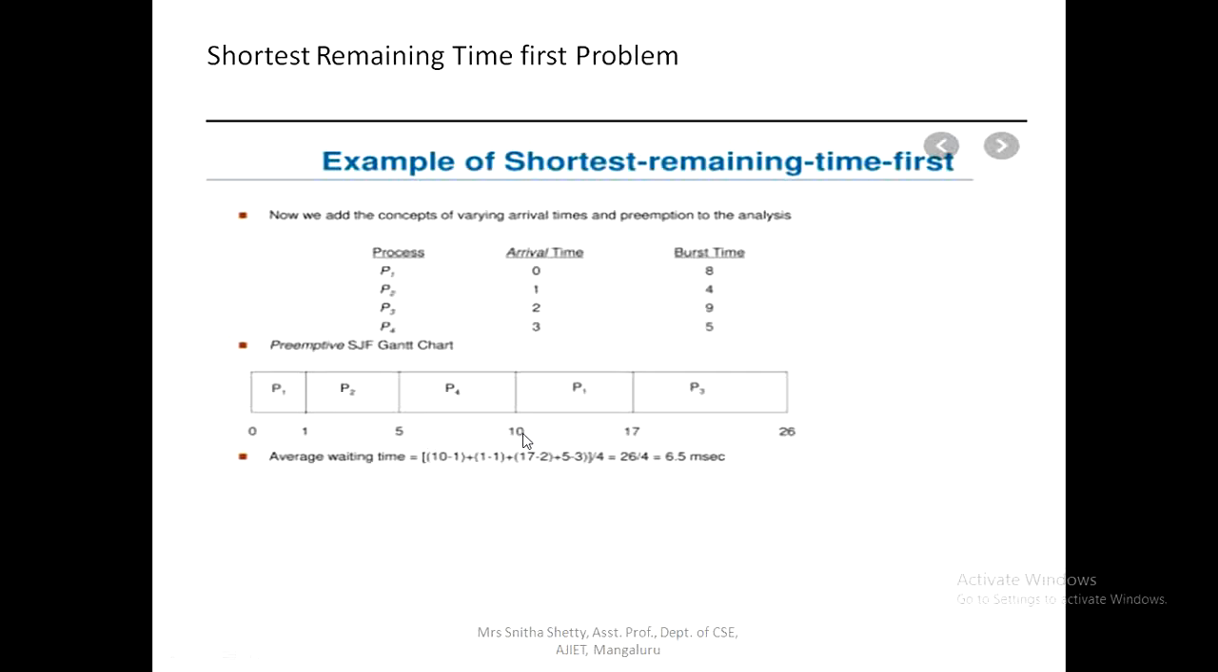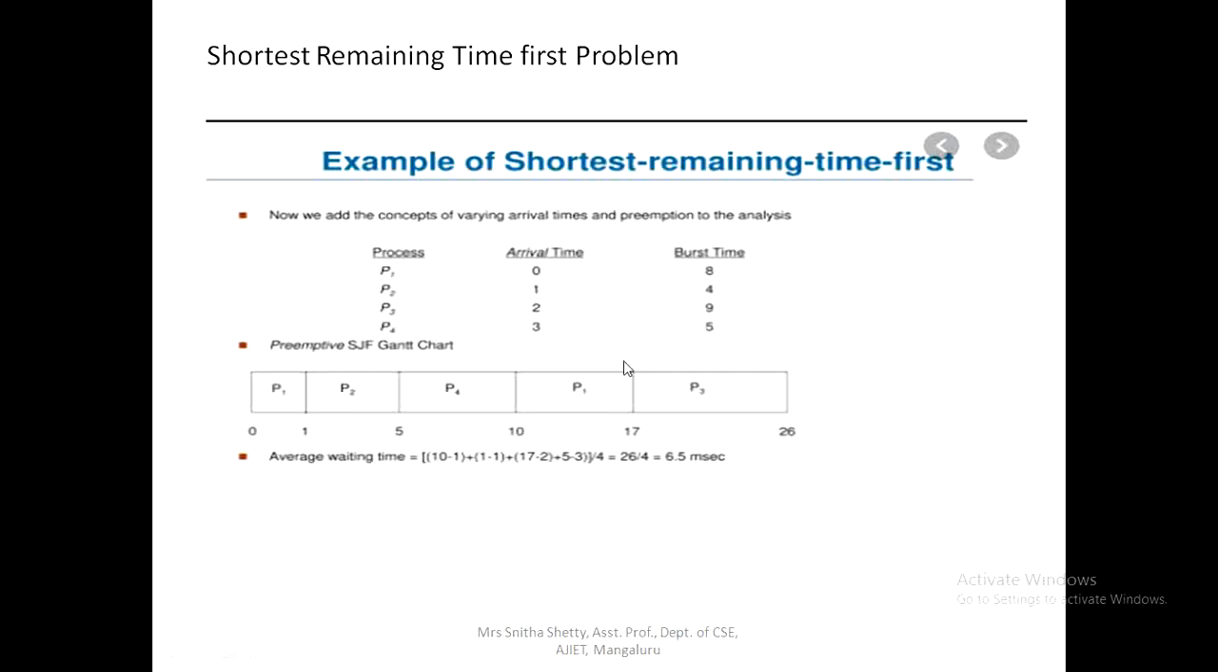Now P2 and P4 are completed; remaining are P1 and P3. So 7 and 9: which is having less? 7. So P1 runs from 10 to 17, and finally P3 with 9. So 17 plus 9 is 26. So at 26 it will complete. This we call preemptive.